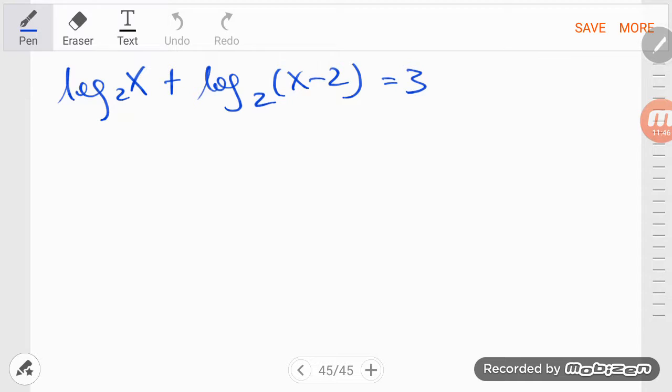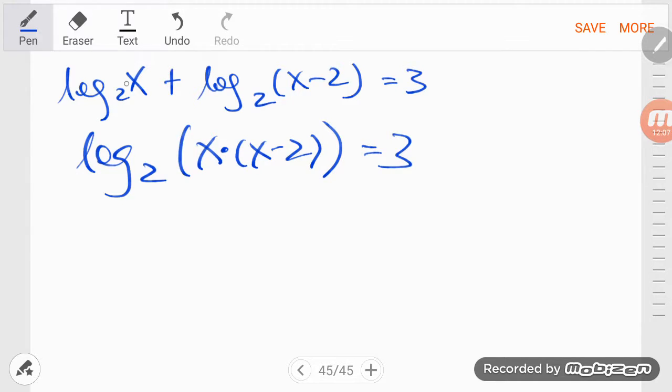Take a look at this. On the left, I have log base 2 of x plus log base 2 of x minus 2. Since they're both to the same base and I have a plus, what I can do is combine them using the properties. I can combine the two logs into one log, and now I'm going to convert it to exponential form. So I have 2 to the power of 3 is equal to x times x minus 2.